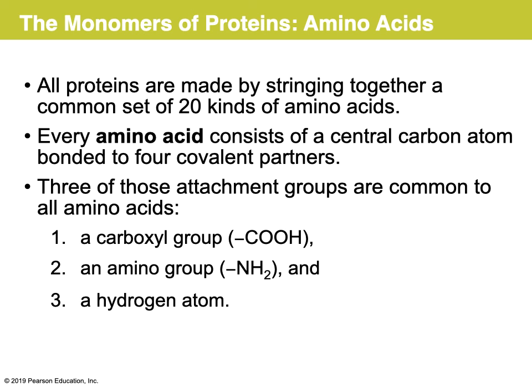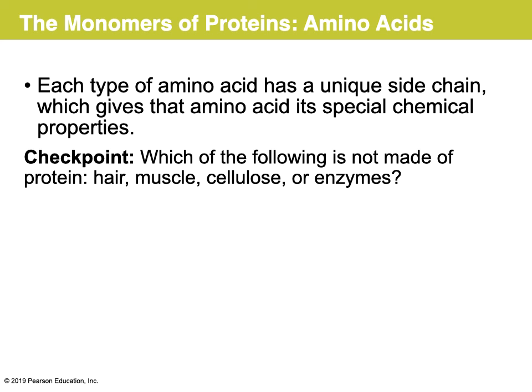Now, each amino acid, each of these monomers, consists of a central carbon atom bonded to 4 covalent partners. 3 of those attachment groups are common to all amino acids, right? A carboxyl group, an amino group, and a hydrogen atom. So you've got 20 kinds of amino acids. All 20 have those 3 attachment groups. The one that is different is called a side chain. So each type of amino acid has a unique side chain, which gives that amino acid its special chemical properties.